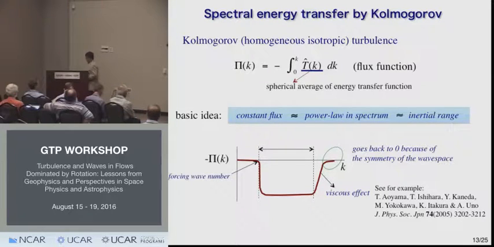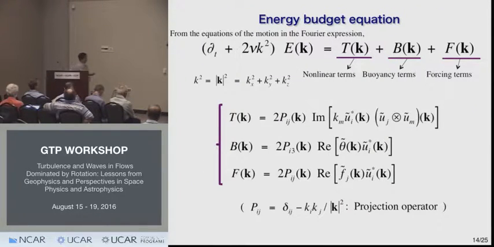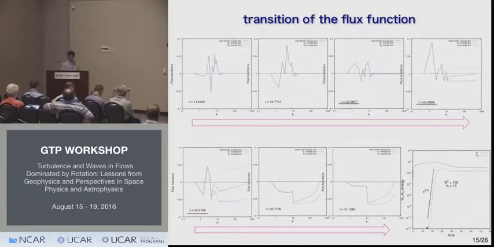To calculate the transfer function, this is again the energy budget equation in Fourier space. If we integrate those terms, we can calculate the energy transfer and flux functions. This is the result of flux functions with time. At earlier times, using the same growth picture, the flux is developed only at lower wave numbers than the forcing wave number, so the state is more like 2D.